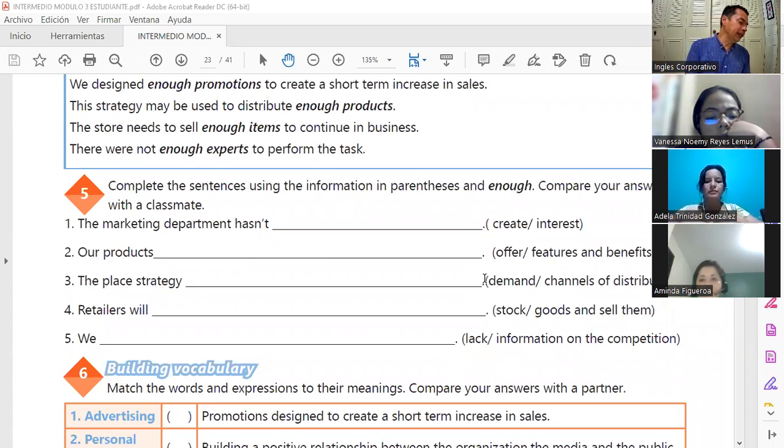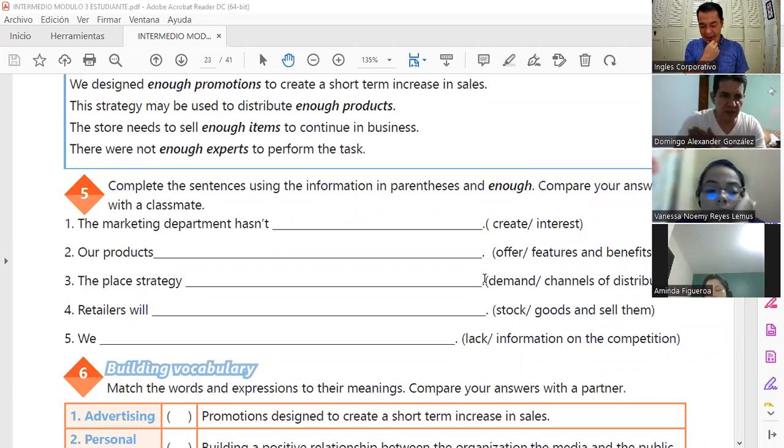And number four, Domingo, please. Please. Retailers will stock enough goods and sell them. And sell them, right? Good. Retailers, you know, it's like vendedores al por menor, right? Or vendedores, you know. Retailers will stock enough, guardar, reservar, estivar, you know, enough goods and sell them, right?